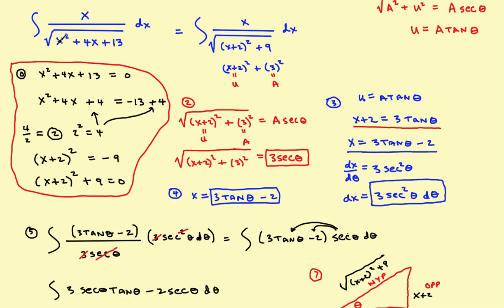Now this one had a positive x squared. We'll do one more example in the next video where you have a negative x squared, and that will change the entire answer completely. You have to go about it a little bit differently. So anyway, there's an example of trigonometric substitution using completing the square.